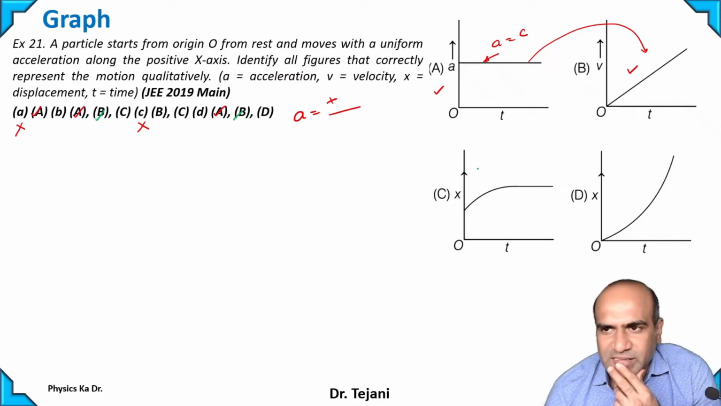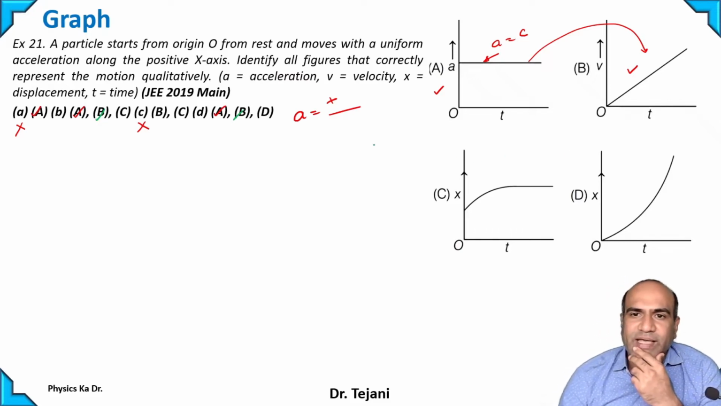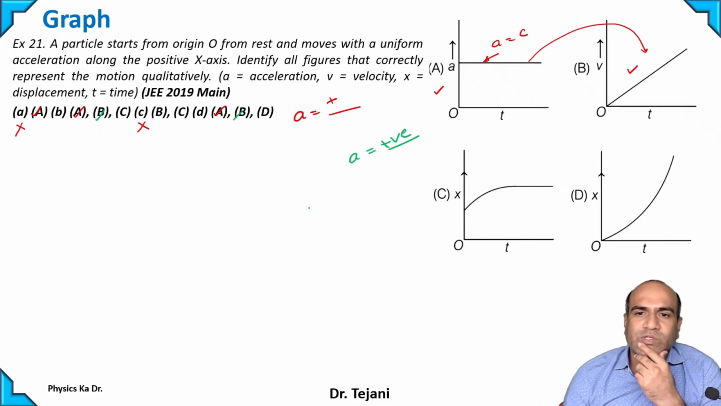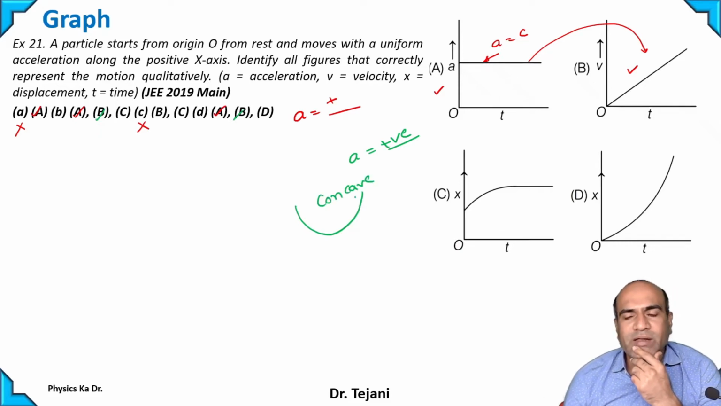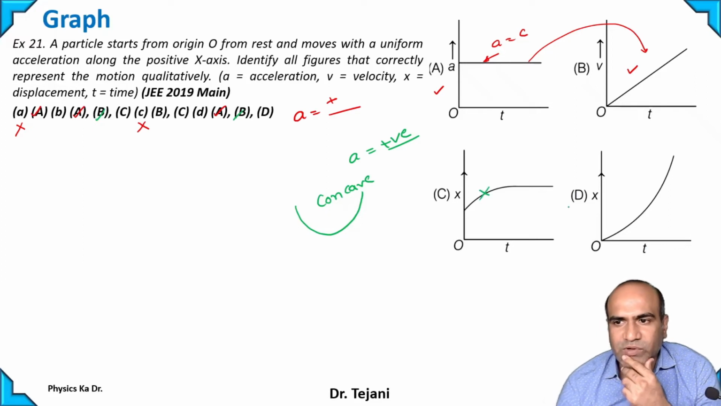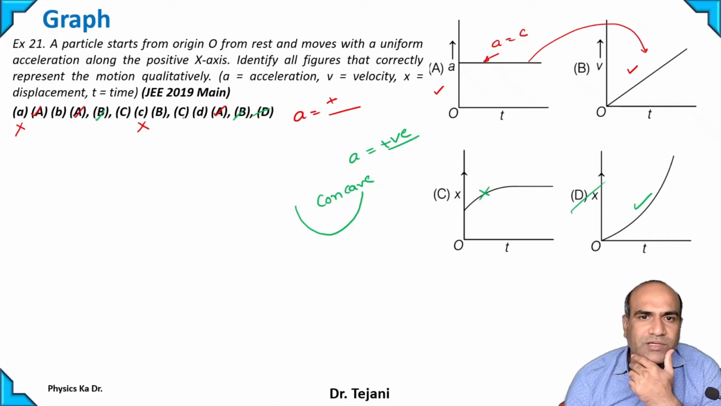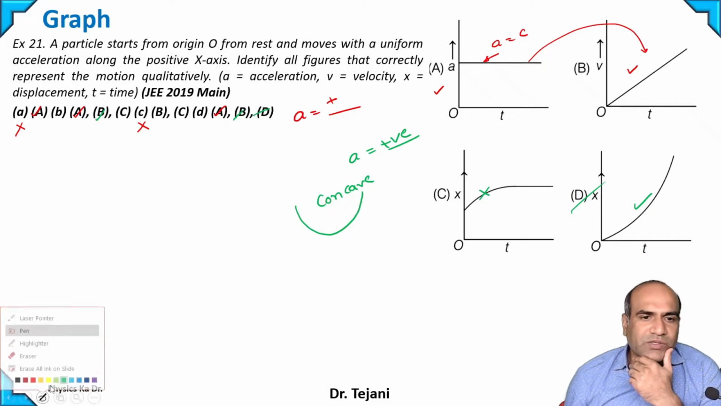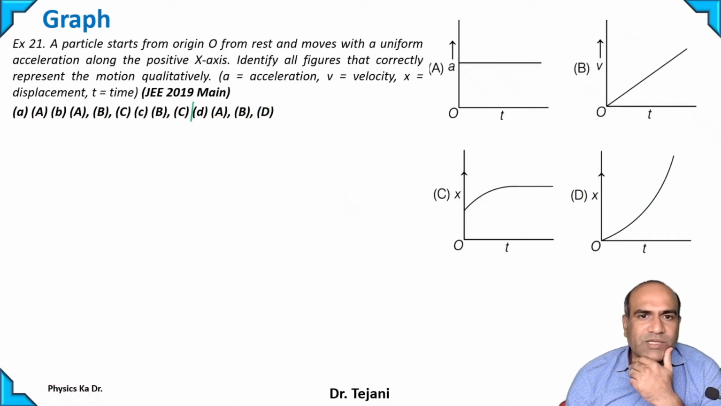Then let's check C. Okay, fine. Acceleration is positive, so what should the graph be? The graph should be concave. This is concave. Yes, D is correct. Where is D? D. So answer D is correct.